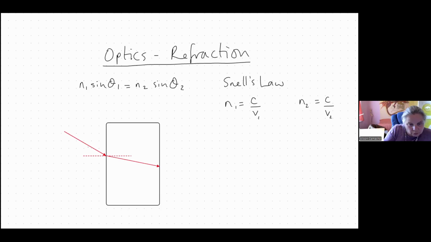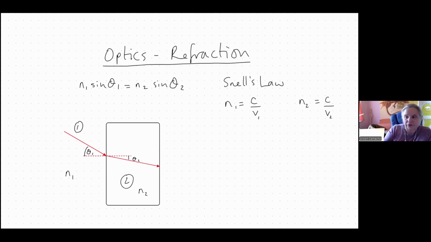Right, so this is theta 1 because this is material 1, so it has refractive index N1. And this is material 2, and this is then theta 2 between the ray and the normal. This has got refractive index N2. This is really important: material 1 is where the ray starts, material 2 is where the ray ends.